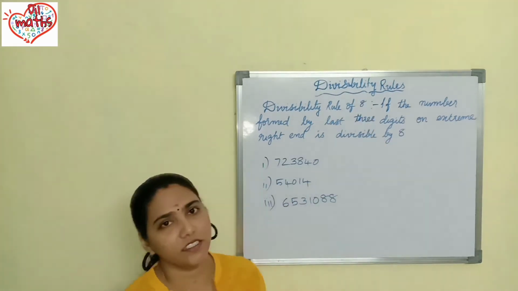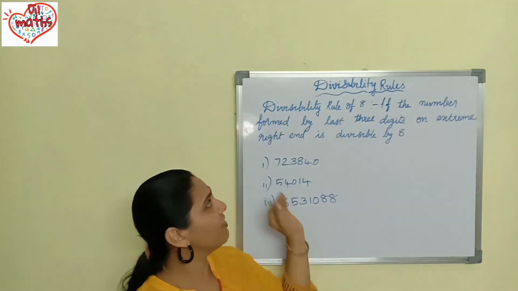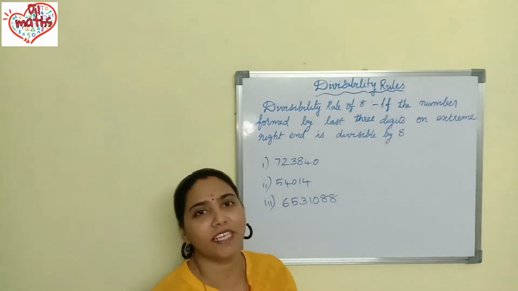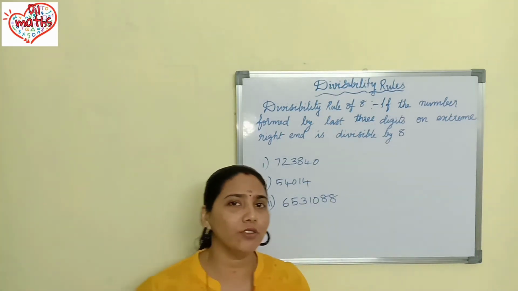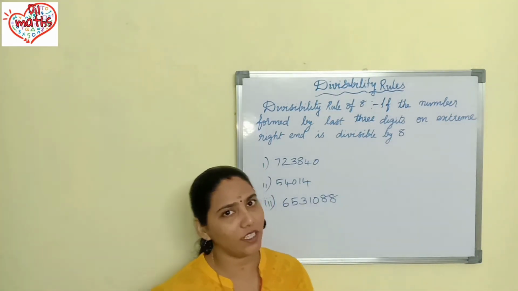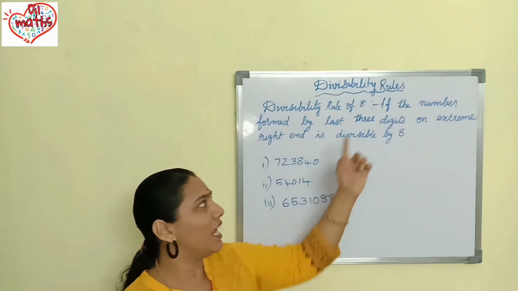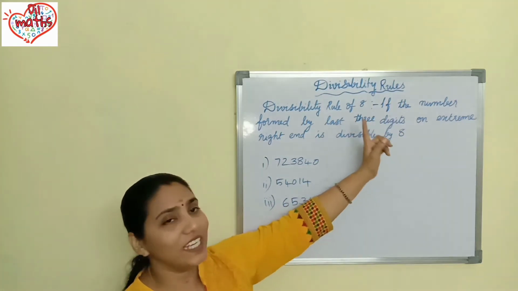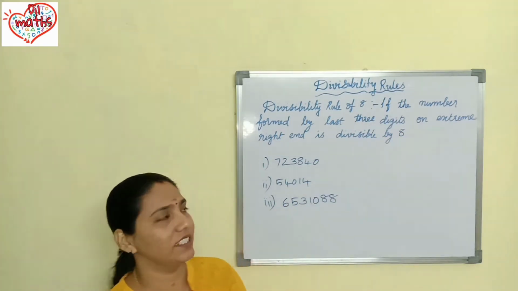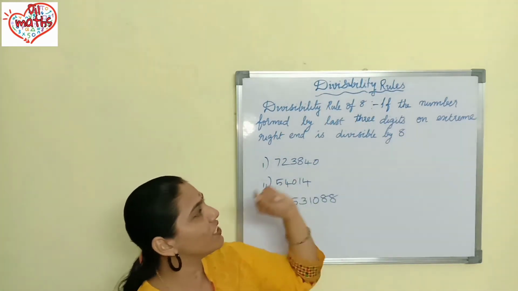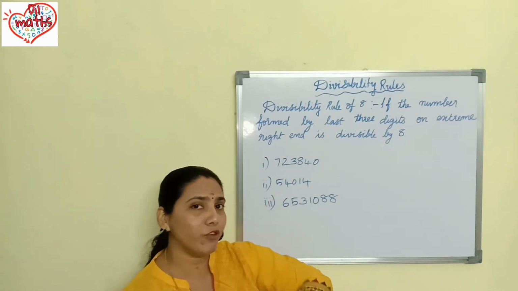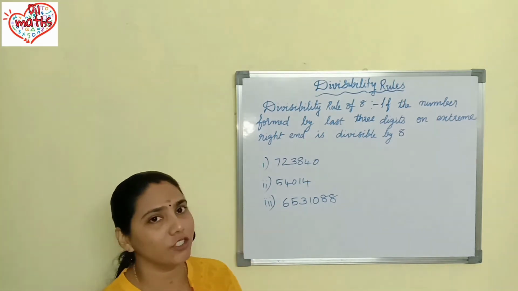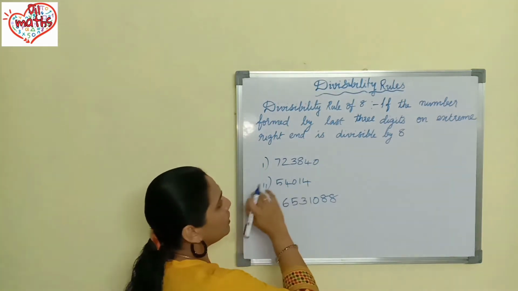Divisibility rule of 8. What is the divisibility rule? If the number formed by the last 3 digits on the extreme right hand is divisible by 8, then the number is divisible by 8. It is similar to the divisibility rule of 4. In the rule of 4, we take the last 2 digits. Here we have to take the last 3 digits on the extreme right hand and check whether the number formed by them is divisible by 8. Then you can say that the given number is divisible by 8. We'll check through an example.